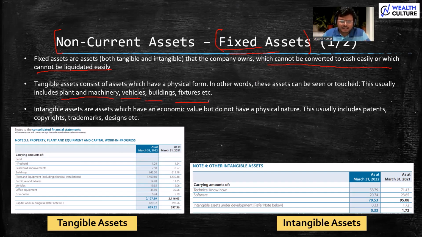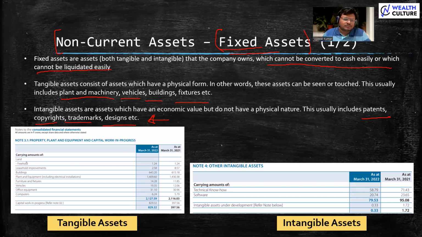These are tangible assets as well as intangible assets. Now, intangible assets can be in the form of patents, copyrights, trademarks, designs. These are your intangible assets because you can't touch and feel them, but they are assets, of course.